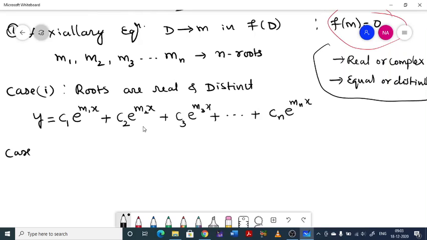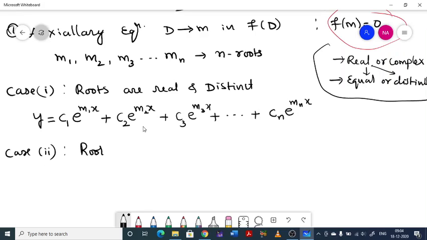Case 2. We have now seen distinct real numbers. What happens if they are distinct? Now let us look into this one. What happens if they are equal?